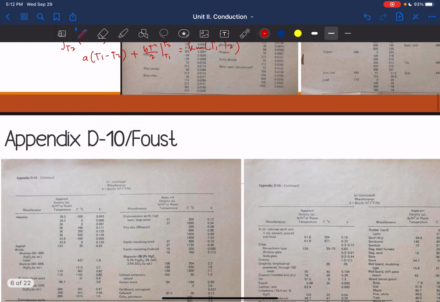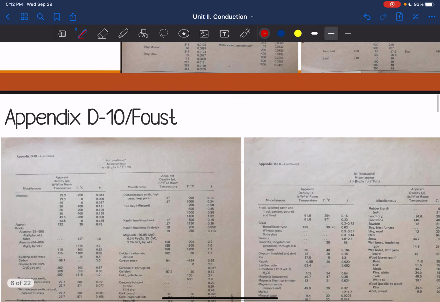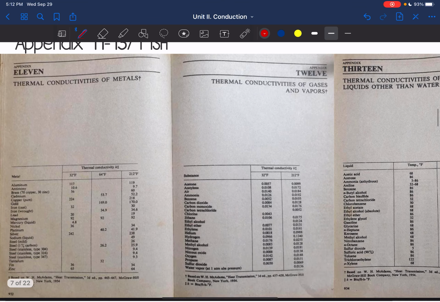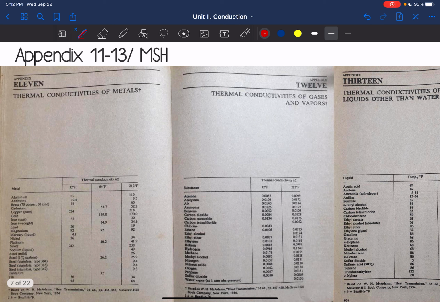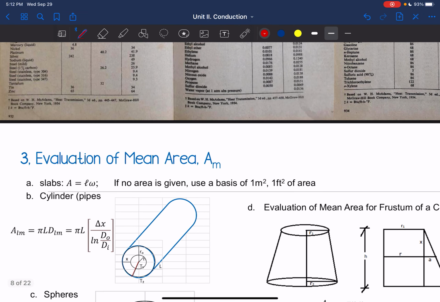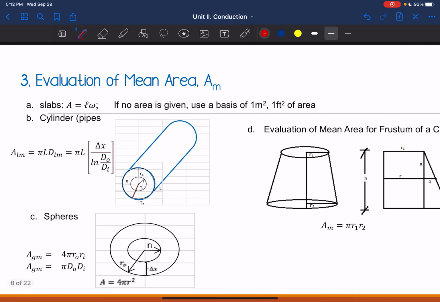Okay? So this is a continuation of the thermal conductivity given in Appendix D10 for your solids. You also have it in Appendix 11 to 13 of your McCabe, giving thermal conductivities of metals, other substances, and liquids. So in the handbook, you can just find it. I'm not so sure what page in the handbook. Okay, so we're done with evaluation of mean thermal conductivity.